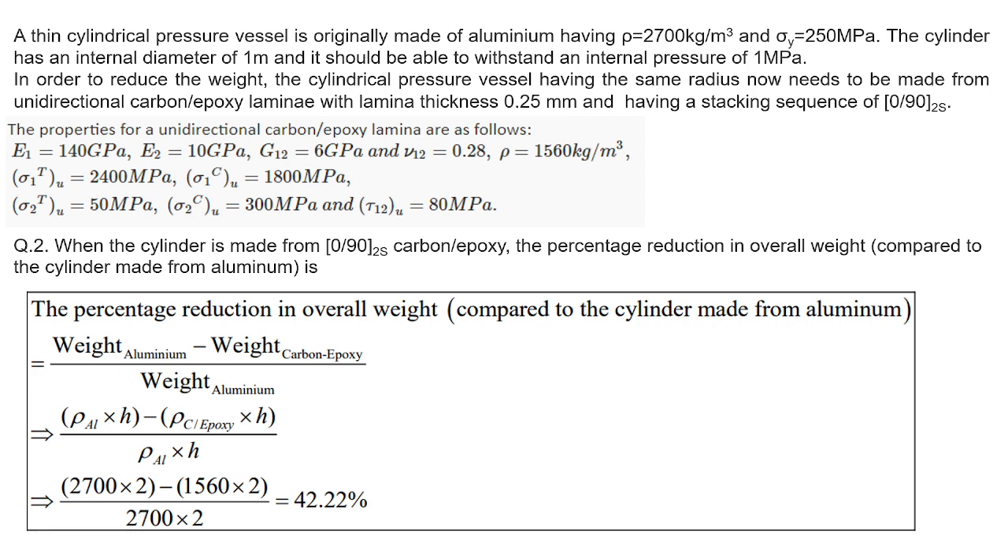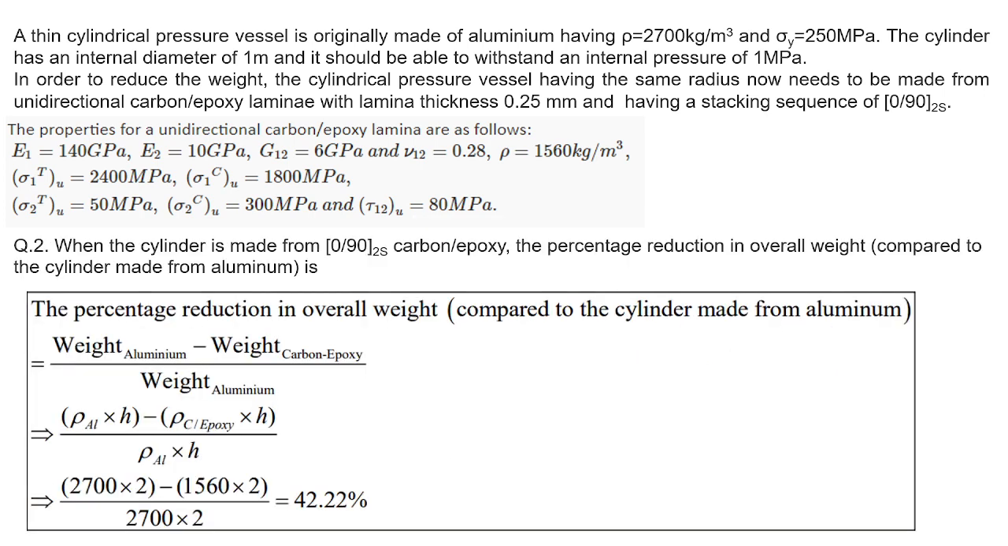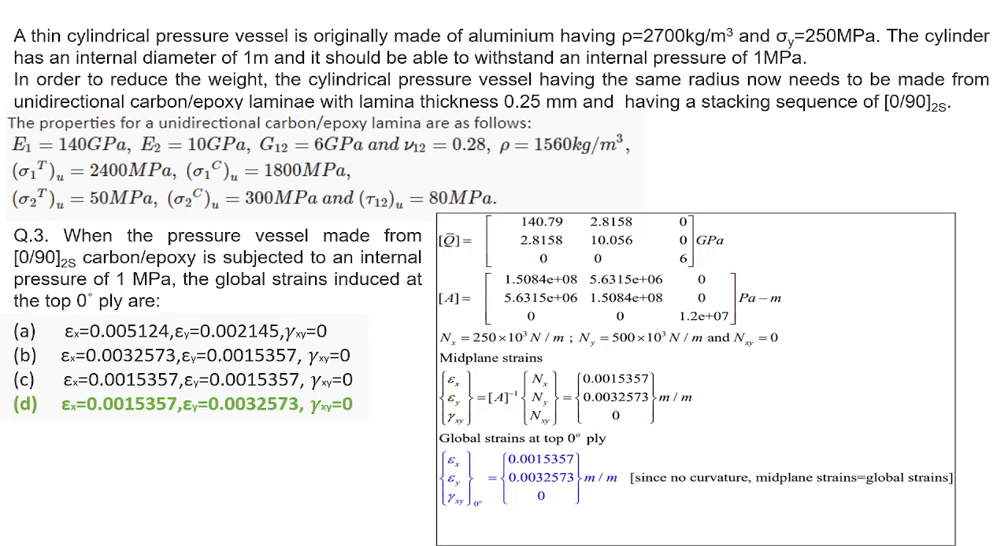2 mm. And also from the previous question, the thickness we got for the aluminium cylindrical vessel is also 2 mm. So the thickness is the same, the only thing different is density. We will put the values in this formula and we can get the percentage reduction in the overall weight. Next question with the same data.